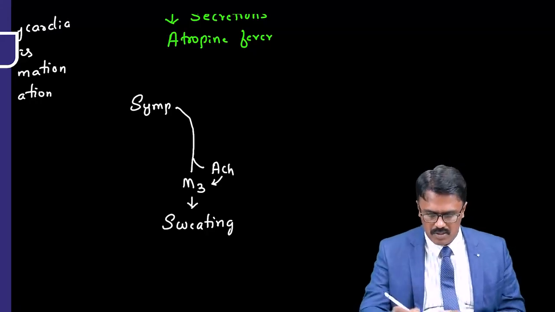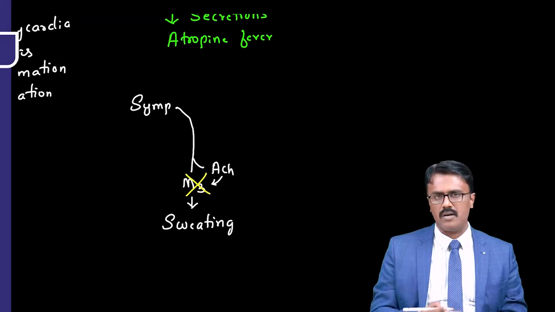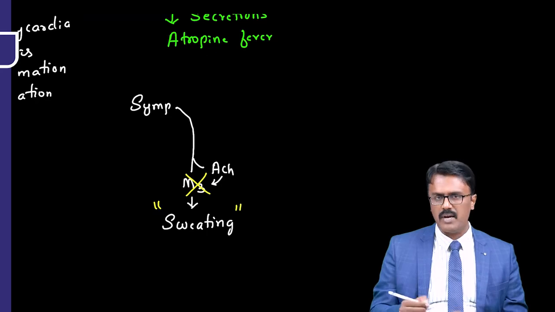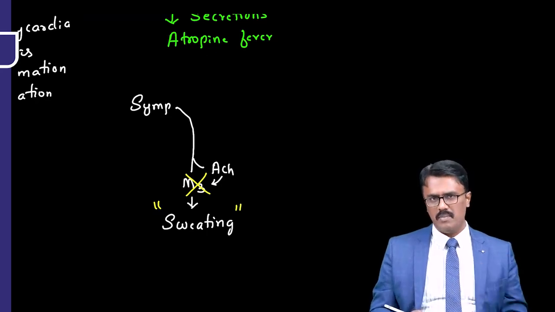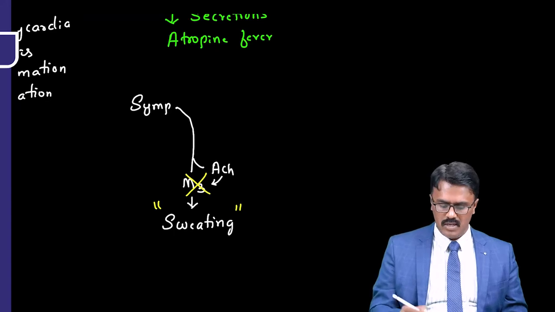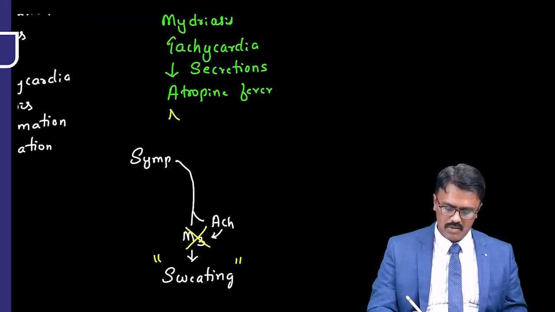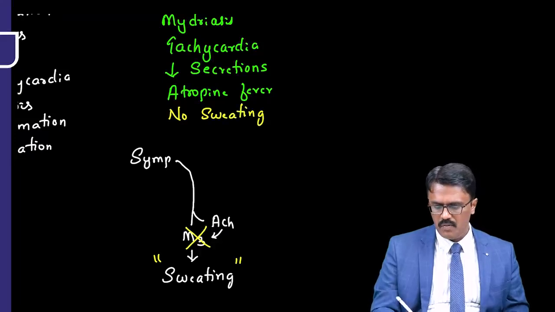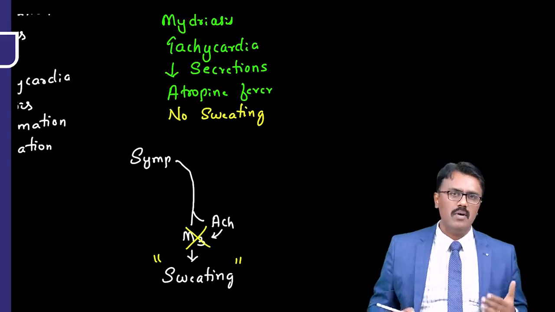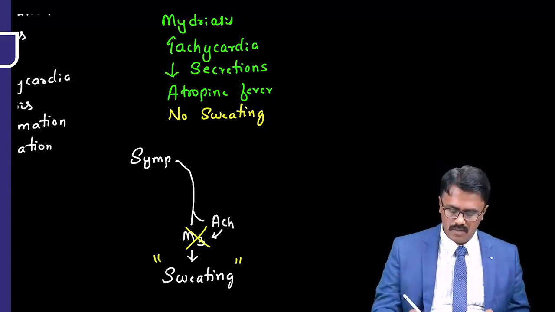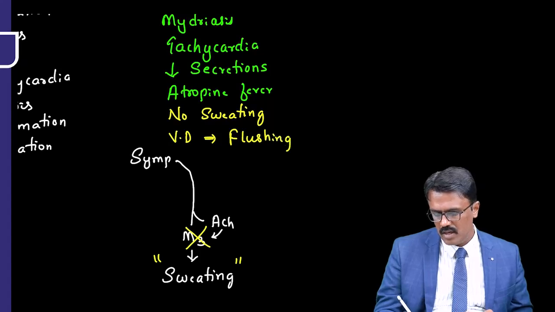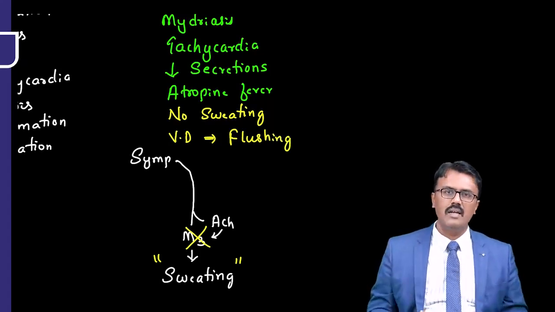What happens in atropine poisoning? These M3 receptors are blocked, and we don't have sweating mechanism to throw the temperature out. So there is no sweating in atropine poisoning. Remember, there is no sweating seen. Now when there is no sweating seen, how does the body lose the body temperature? By causing vasodilation, and that causes flushing. So he will be red in atropine poisoning.